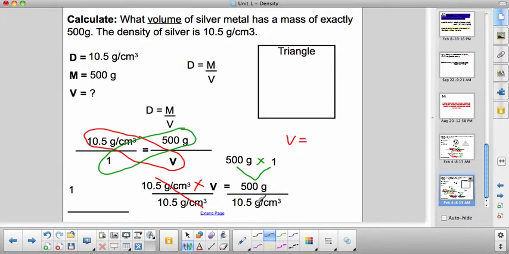On the right side, I have 500 grams divided by the 10.5 grams per cubic centimeter. That I'm going to have to do. So I have to do the 500 divided by 10.5, and when I do that, I will get the volume of this silver, which is 47.62 cubic centimeters.